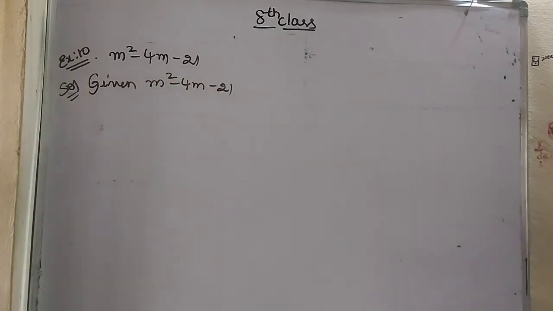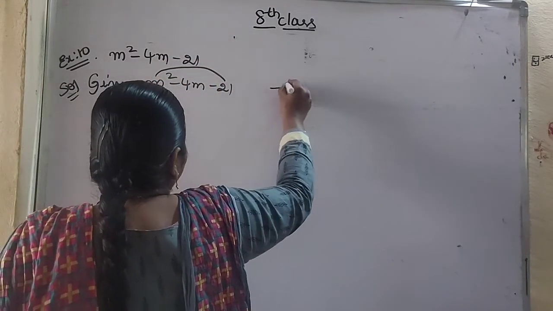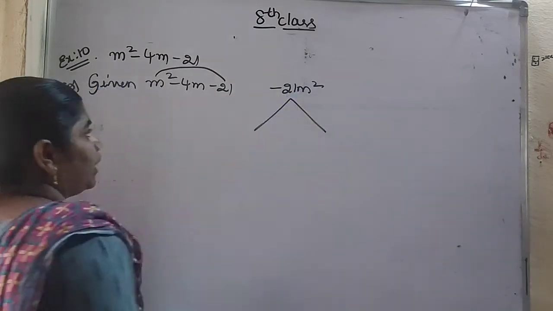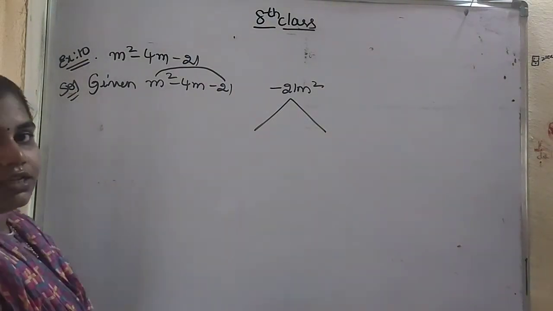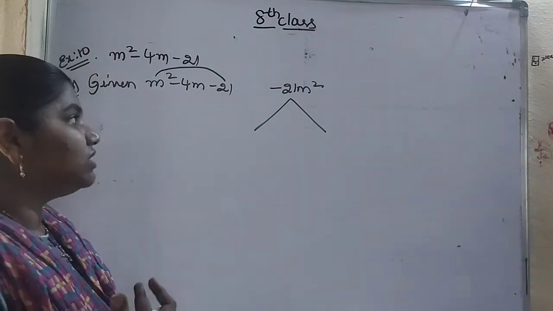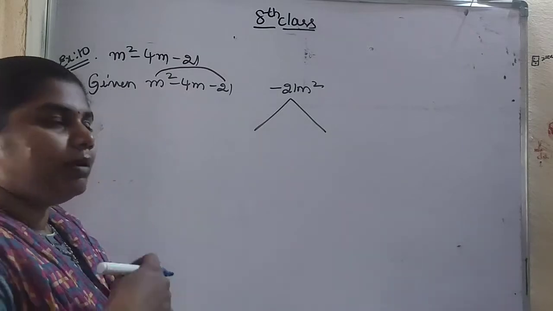So what do we have to do? We have to multiply the first term and last term, so it will be minus 21 m square. If you multiply you should get 21, and if you subtract you should get 4. So how do you get it? 7 times 3 is 21, and 7 minus 3 will be 4.